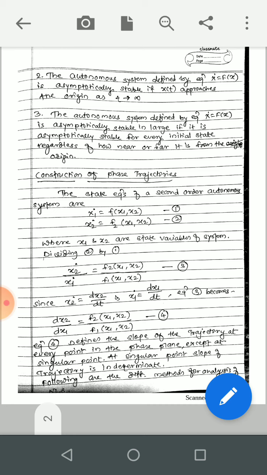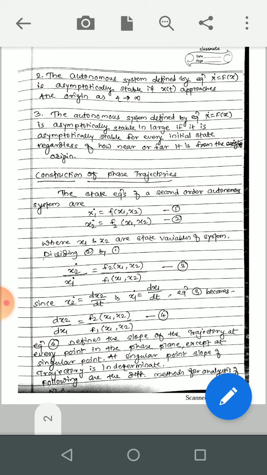Before going to the analysis methods, let us see what the phase trajectories are and how they are to be constructed. The state equations of a second order autonomous system are given as x1 dot equal to f1 of x1 x2 and x2 dot equal to f2 of x1 x2, that is, x1 dot and x2 dot are functions of x1 and x2, where x1 and x2 are the state variables of the system.